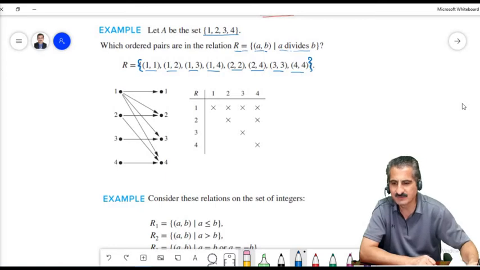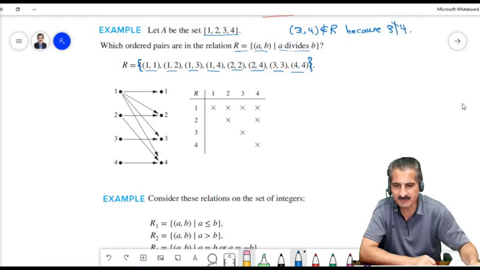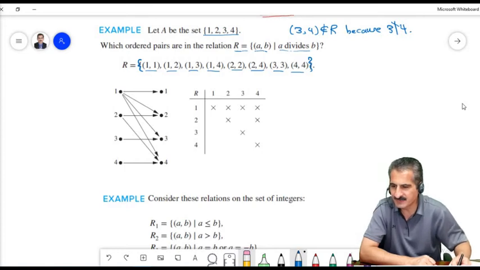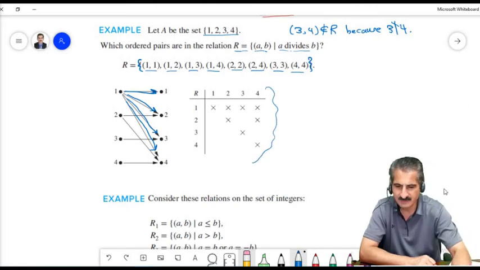So, for example, (3,4) does not belong to R because 3 does not divide 4. And this is a representation for this relation: 1 goes to 1, 1 goes to 2, 1 goes to 3, and 1 goes to 4, and so on. And this is also the matrix representation of the relation R. And you can check it.